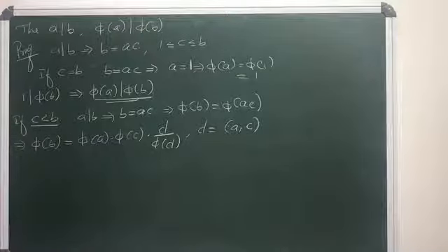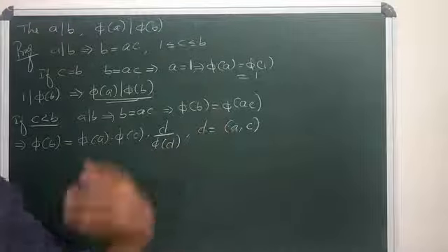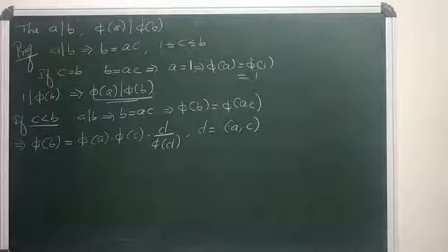When M and N are any two integers, we have phi of MN equals phi of M into phi of N into D by phi of D, where D is the GCD of M and N. Instead of M and N, here it is A and C. So phi of B is phi of A into phi of C into D by phi of D. What is D? D is the GCD of A and C.